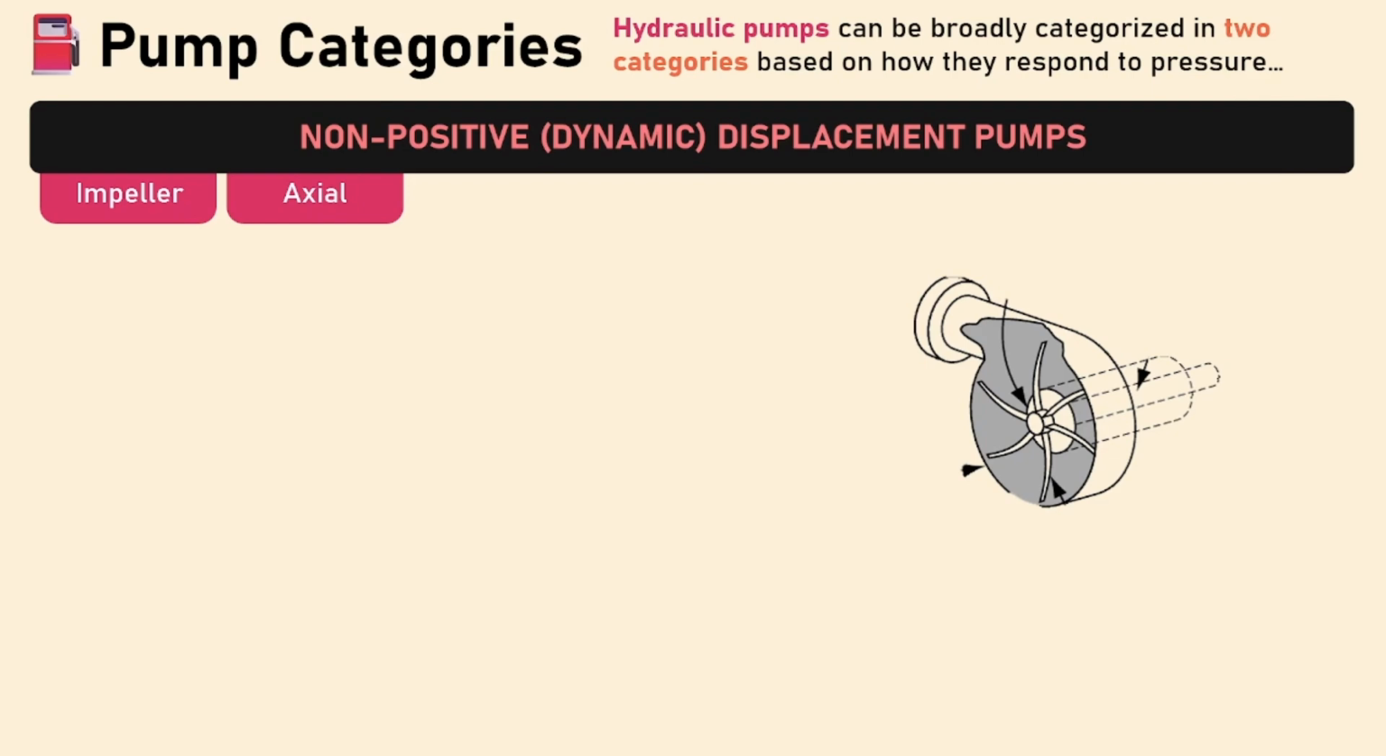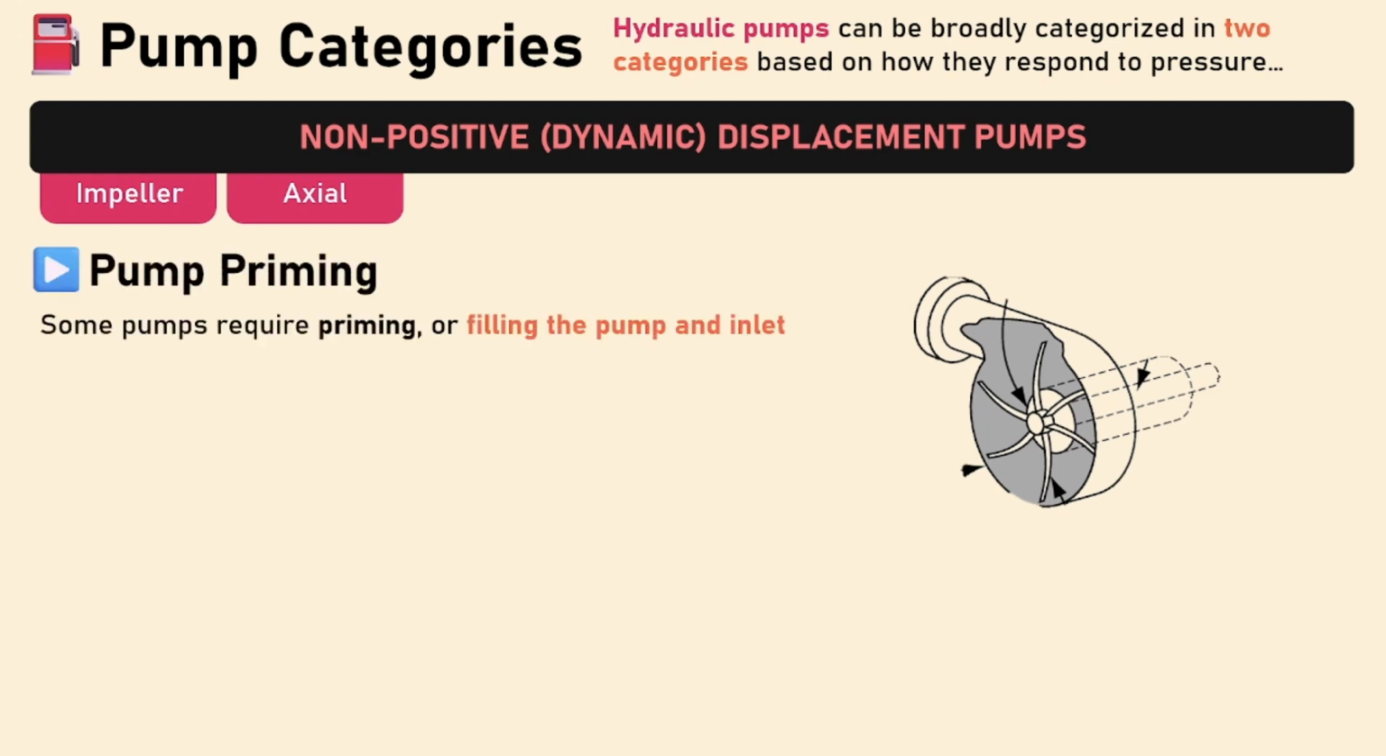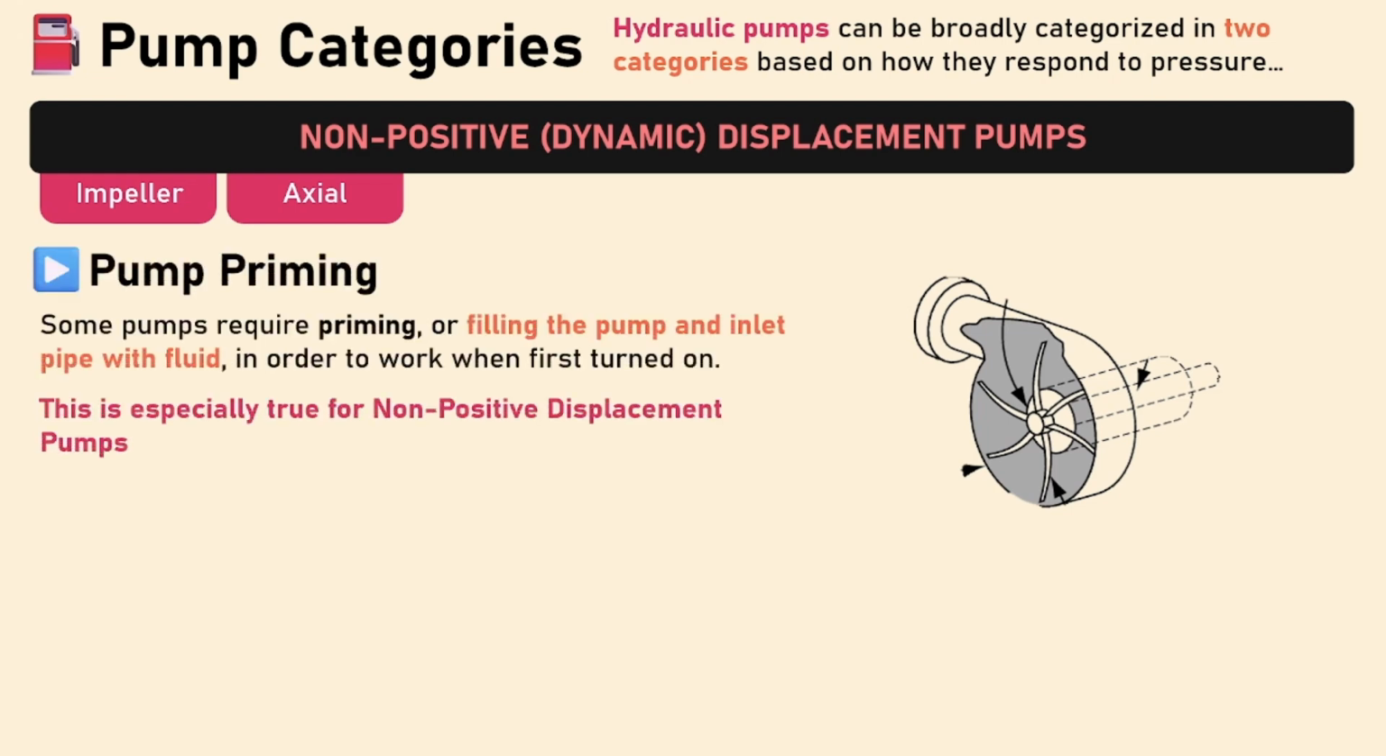Specifically, we're going to talk about the impeller type pump and the axial type pump. But before we go into the specifics, we have to point out one very important thing about dynamic displacement pumps, pertaining to how you actually install them, maintain them, and use them. And this is called pump priming. Now, some pumps require priming, which is defined as filling the pump and inlet pipe with fluid before you turn it on, in order for the pump to actually work.